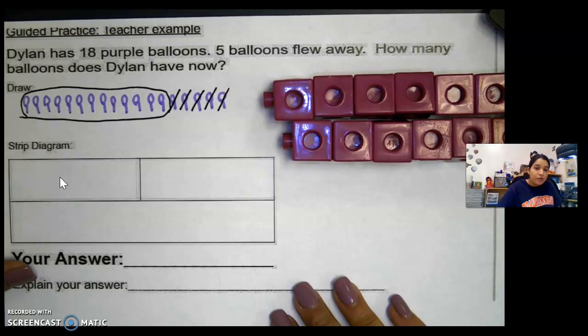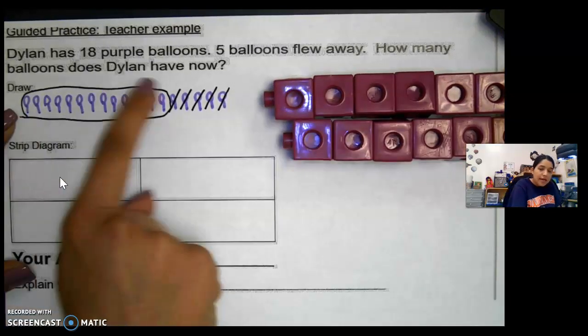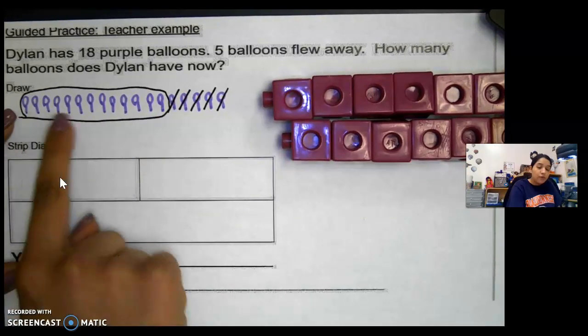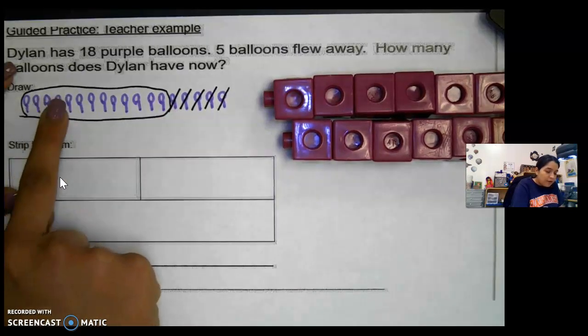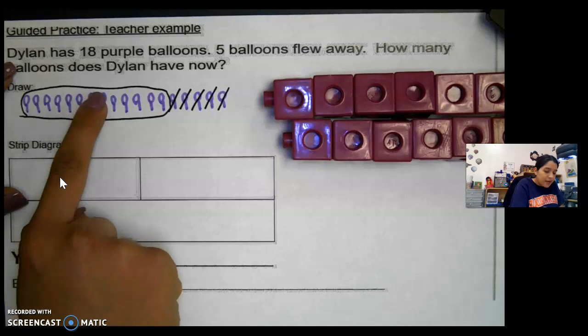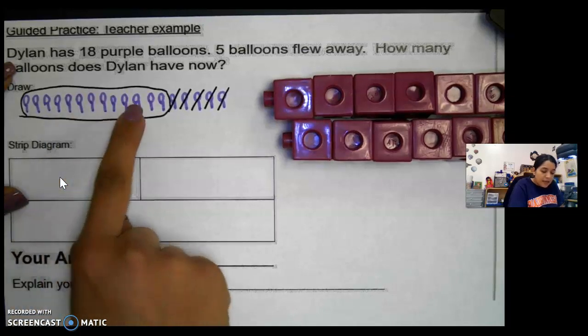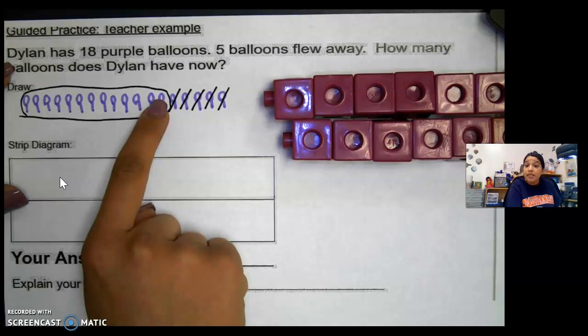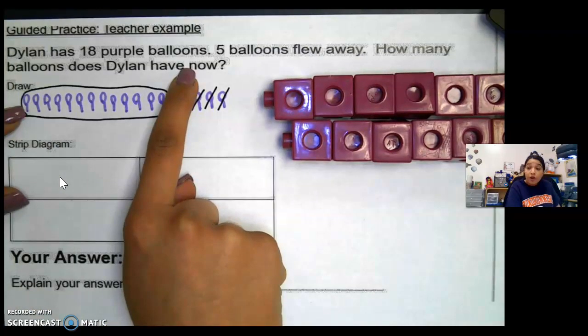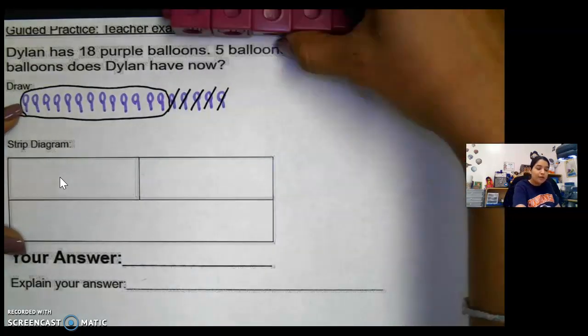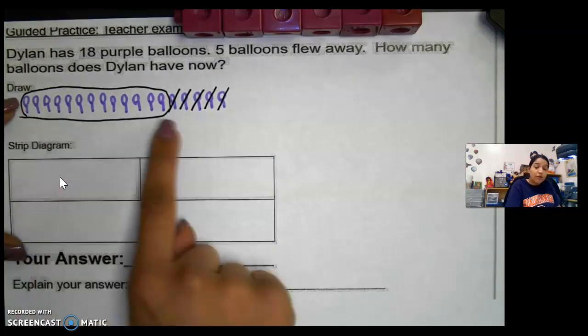Okay, so now how many balloons does Dylan have now? Let's count the ones we have circled. 1, 2, 3, 4, 5, 6, 7, 8, 9, 10, 11, 12, 13. How many balloons does Dylan have now? 13. Great job. So he has 13.